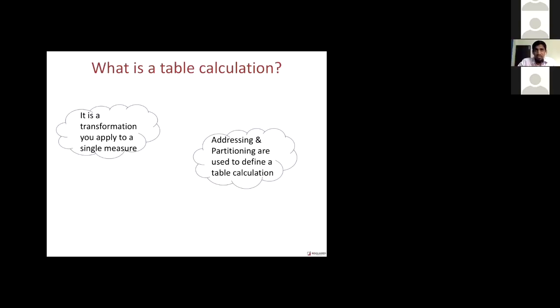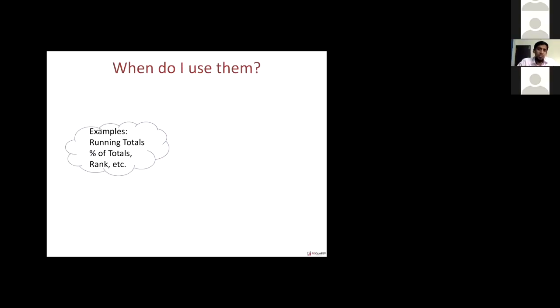In this 45 minutes, I'm not going to touch this, but in the longer session, I do talk about this because those are the real two difficult concepts to help people master table calculations. And then, when do I use them? There's no clear answer. What we keep seeing is a number of examples. Running total is almost like a brand ambassador for table calculations. You see it in every documentation. And then we see percentage of total, we see rank and all of this.